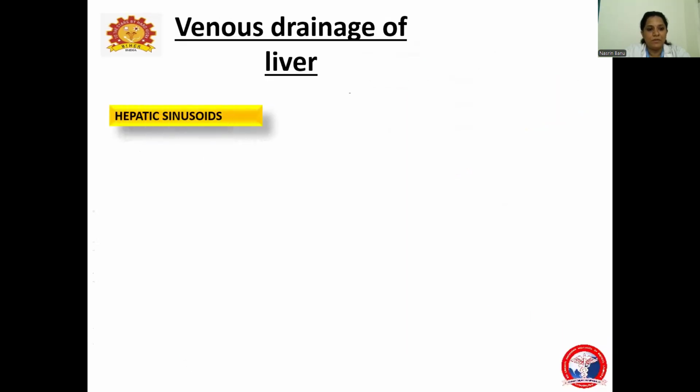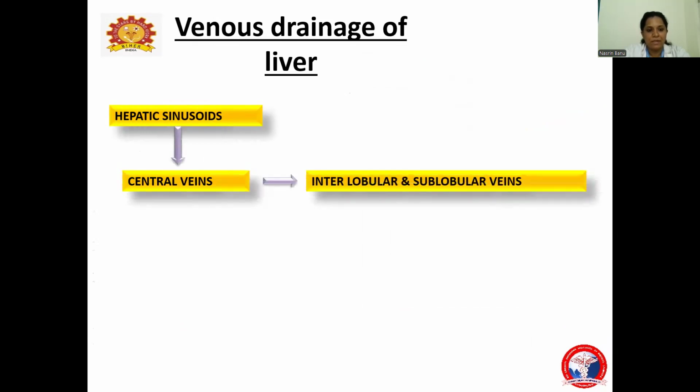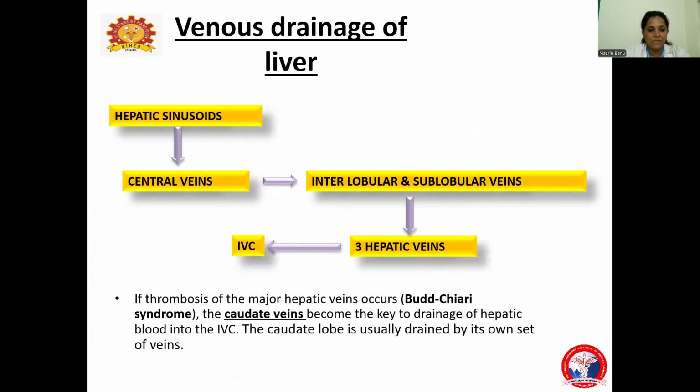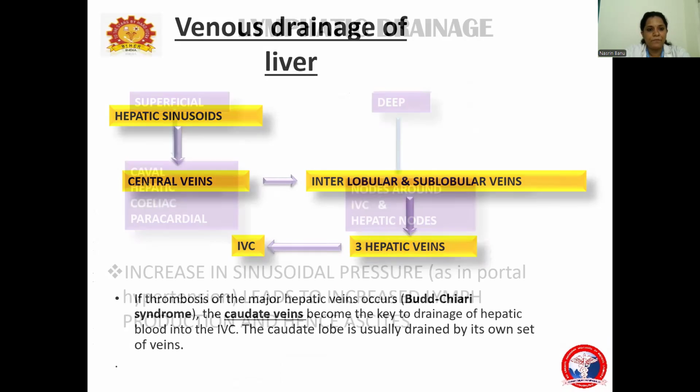The venous drainage of the liver: hepatic sinusoids drain into the central veins. The central veins drain into the interlobular and sublobular veins. The interlobular and sublobular veins drain into the hepatic veins, which eventually drain into the IVC. If thrombosis of the major hepatic veins occurs, that is Budd-Chiari syndrome, the caudate veins become the key to the drainage of hepatic blood into the IVC. The caudate lobe is usually drained by its own set of veins.